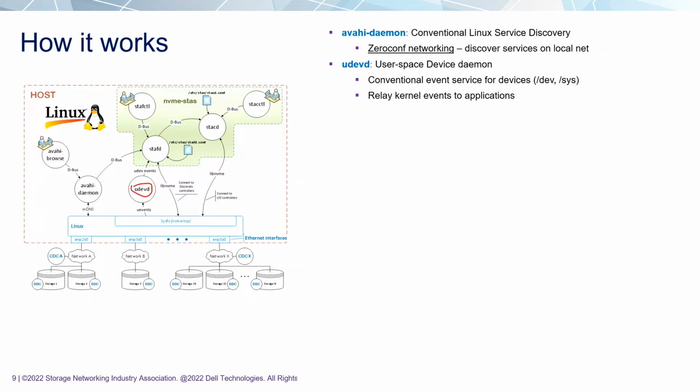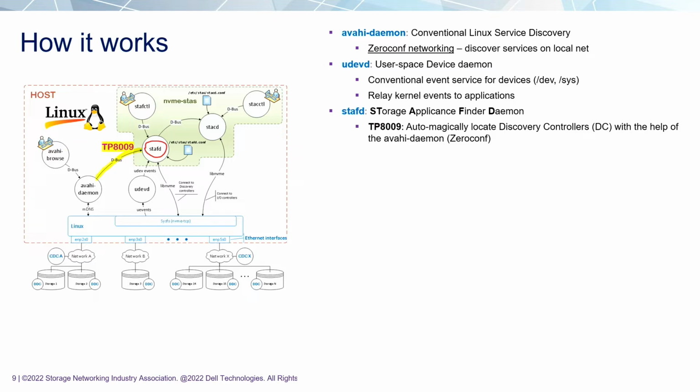Then, another important piece is udev, the user space device daemon. This is a conventional event service for devices that is able to relay kernel events to applications, and that is used whenever something is detected by the kernel, basically to pass these events to the stafd daemon. Stafd is the storage appliance finder daemon. Basically, this is the daemon that is communicating with discovery controllers and getting the discovery log pages, discovery log page entries, and figuring out, okay, this is where I can connect.